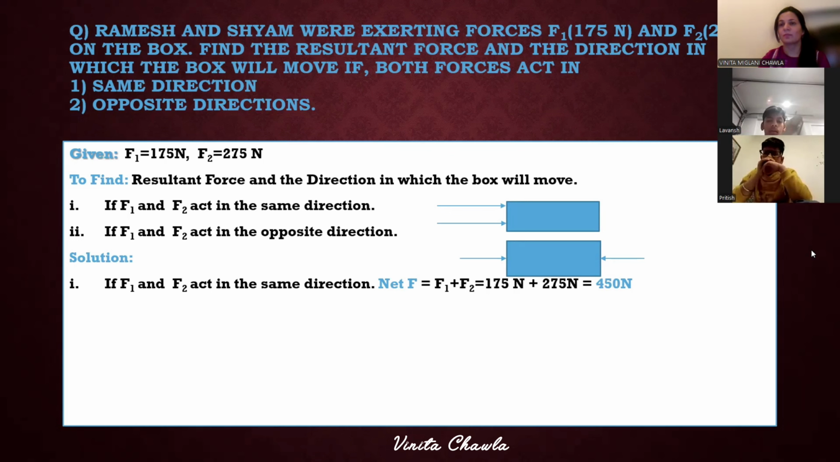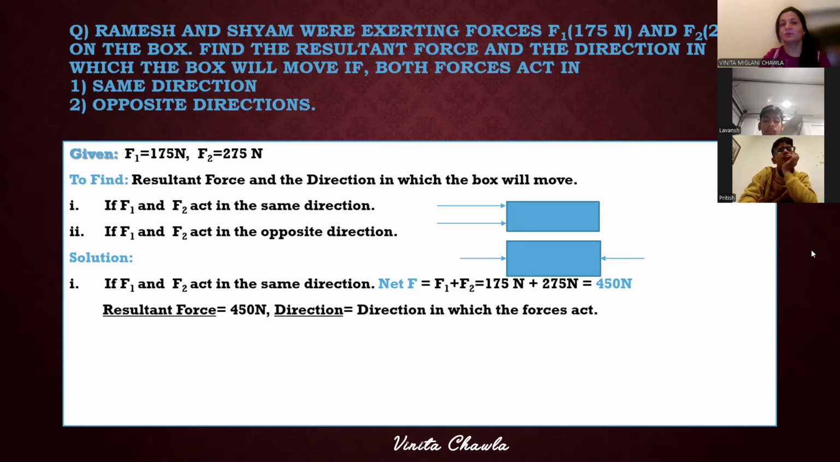450 Newton is the net force, right? And the direction is the direction in which the forces are acting. The object will move in the same direction, no? Yes. Because both the forces are acting in the same direction, the object will move in the direction where the forces are acting.